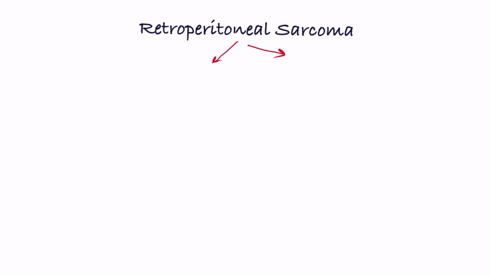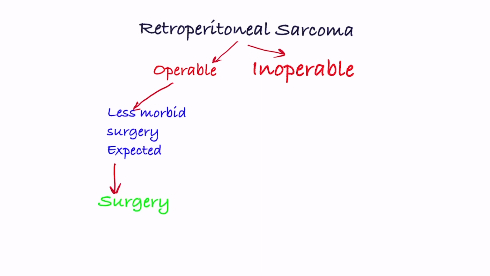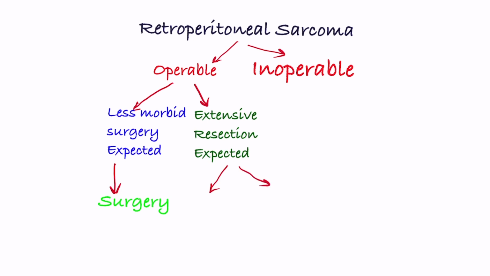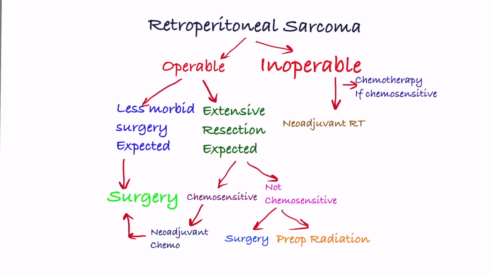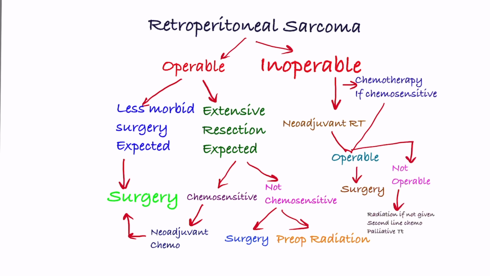So in case of non-metastatic retroperitoneal sarcoma, if surgery can be done with less morbidity, lesion is removed. However, if extensive resection is needed, with high morbidity expected, then in chemosensitive histology, neoadjuvant chemo can be given to downstage. In chemo-resistant histology, either pre-op radiation is given or extensive surgery is done. In inoperable sarcoma, chemo is given in case of chemosensitive histology, or else radiation is given to downsize and make tumor operable. If still tumor remains inoperable, then radiation is given, if not given before. Second-line systemic treatment is given. And then palliative treatment is started.